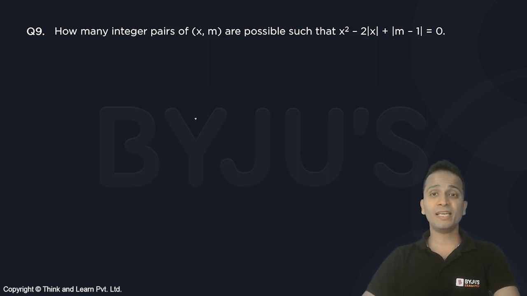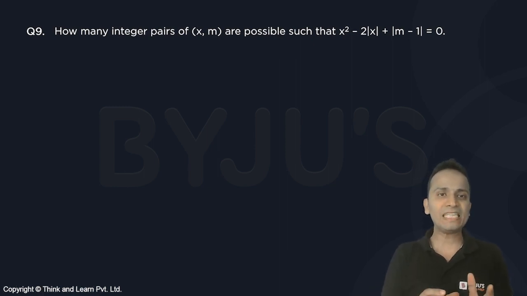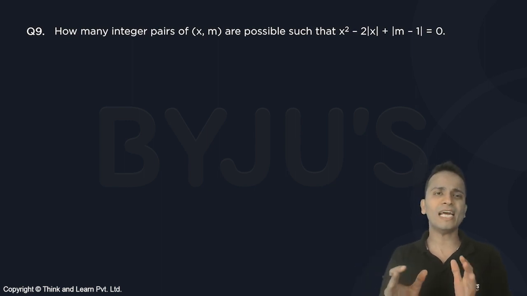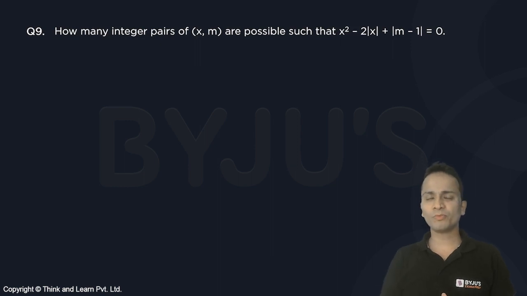Now this question number 9 is a slightly difficult question among all the questions in this test paper. So we have to find out the integral pairs for x and m such that it will satisfy the given equality that has some modulus signs. Now for this, we'll be dividing this entire solution into different cases.